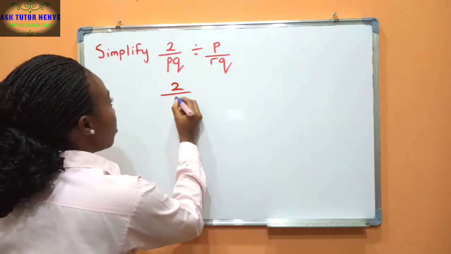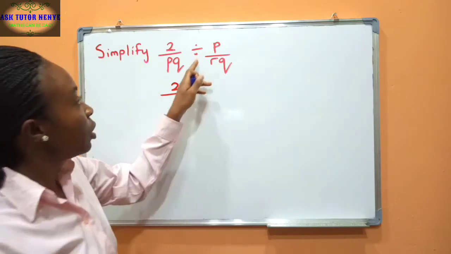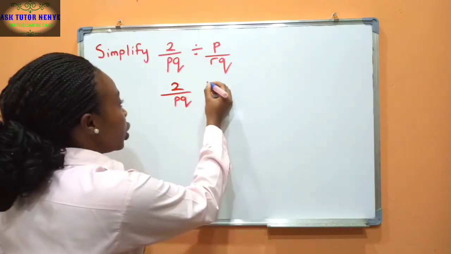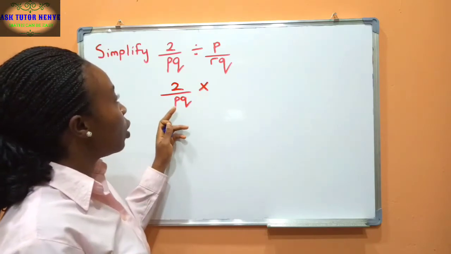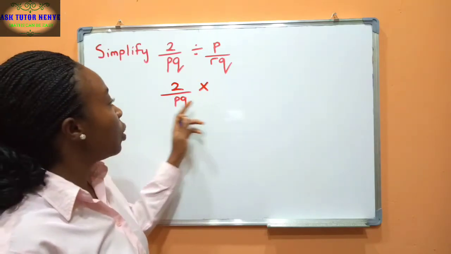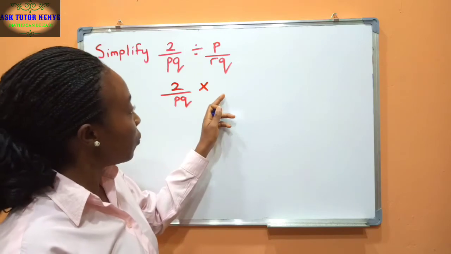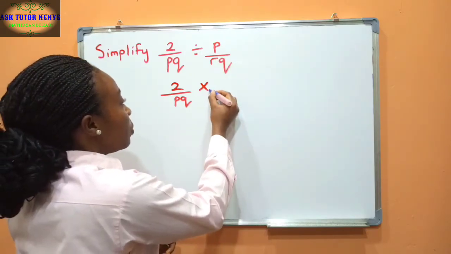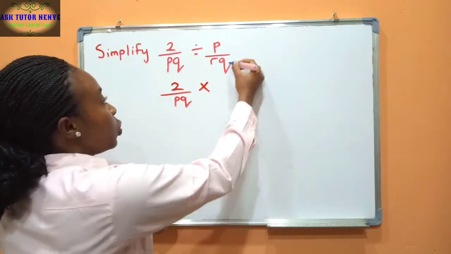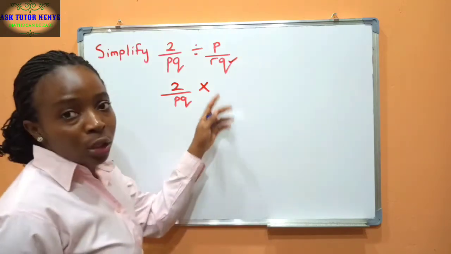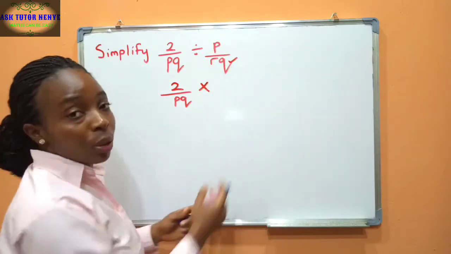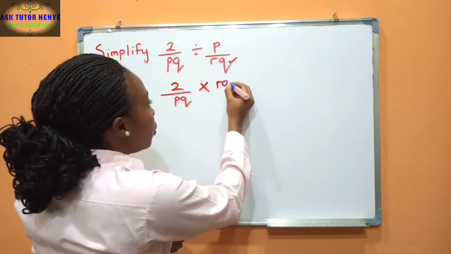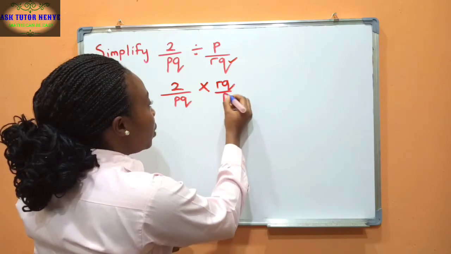The first step is to convert this to times. It becomes multiplication. Whenever you have a whole number dividing a fraction or a fraction dividing a fraction, by the time you introduce a multiplication sign here, the RQ becomes the numerator, while the P becomes the denominator. So we are going to have RQ over P.